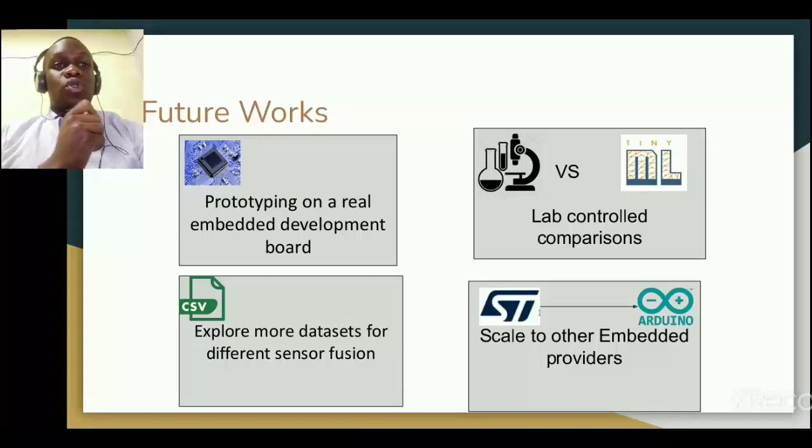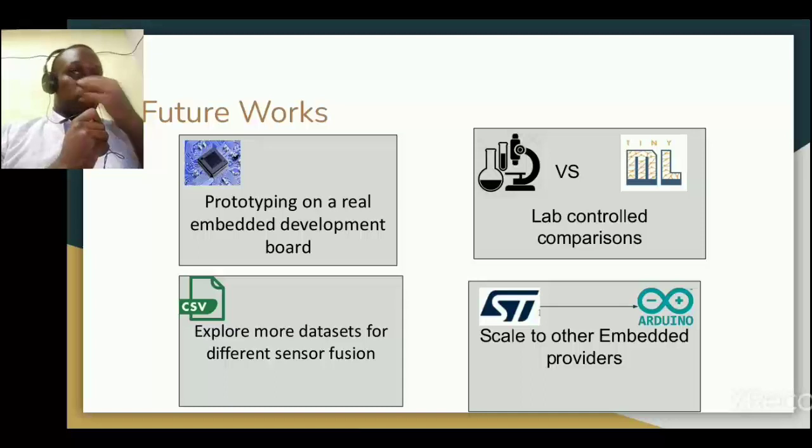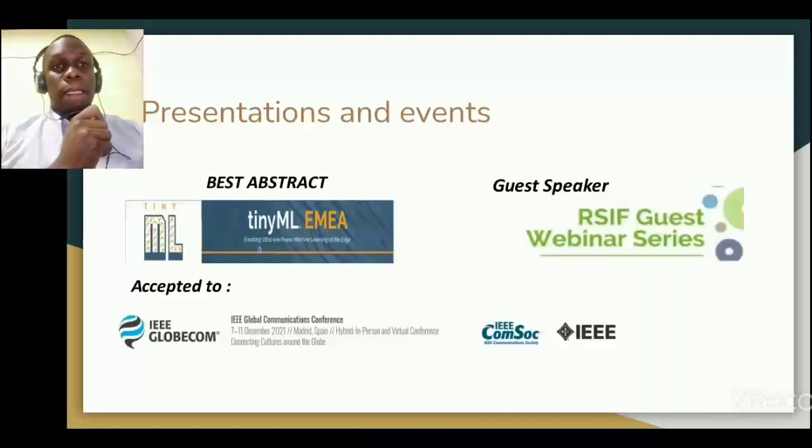We also need to do lab control comparisons, that is using a non-contaminable variant of Cholera in order to compare how TinyML compares to laboratory settings. We also need to explore more datasets for different sensor fusions that will enable us to have more insight and also improve on the model that we currently have.